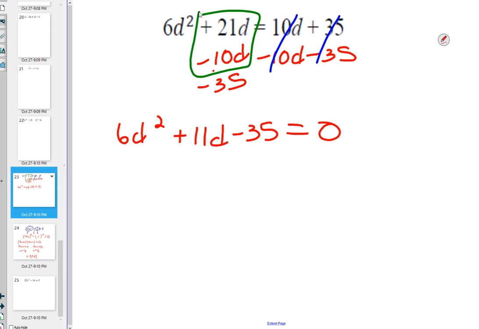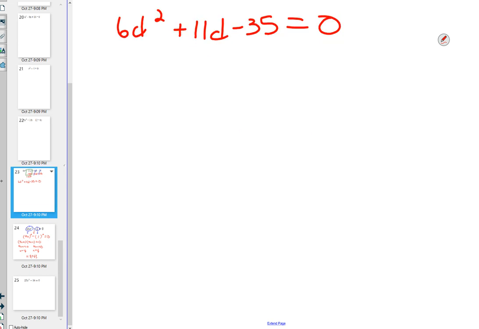When it comes time to factor, do these three terms have a common factor? No, they do not. Could this possibly be a perfect square trinomial? No, so we end up in Chart Town, and this is going to be the biggest chart we've done so far.